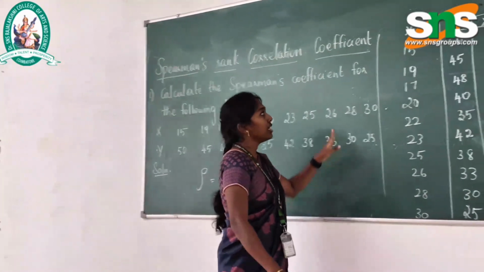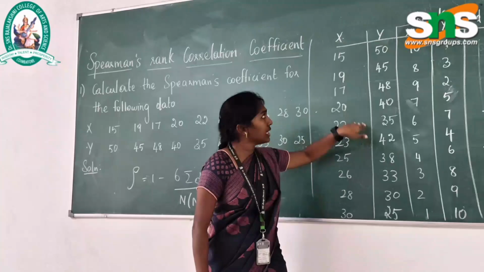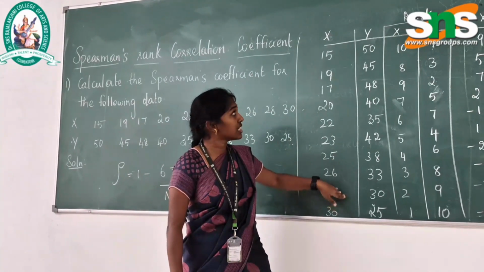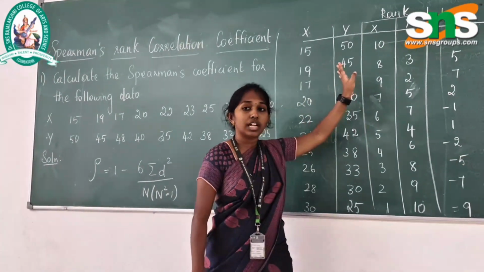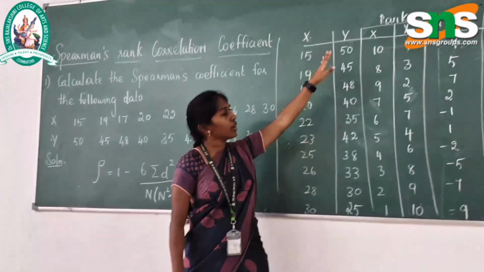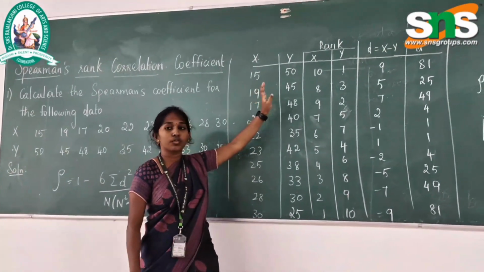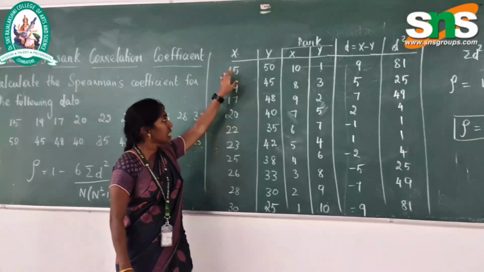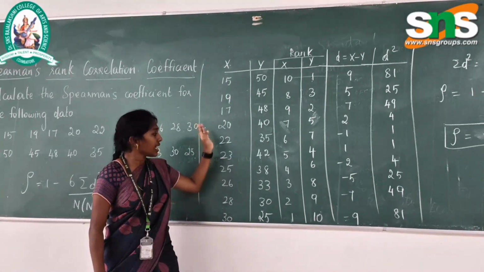So this is the table. In the first column I am going to write the x variables which are given in the question, and in the second column I am going to write the second data which is given in the question. Now I am going to find what is the rank for these two variables, that is the x and y. First I am going to define the rank for the x variables.